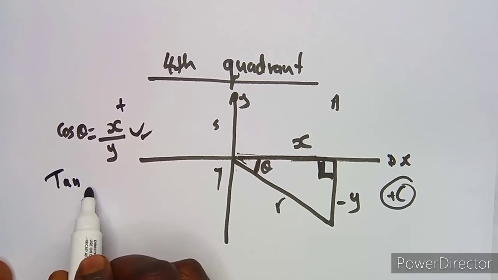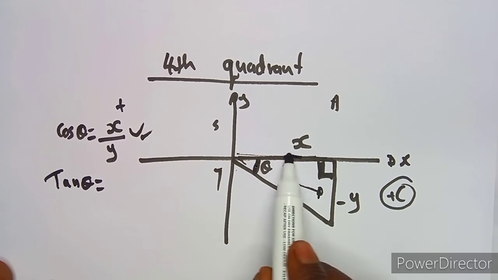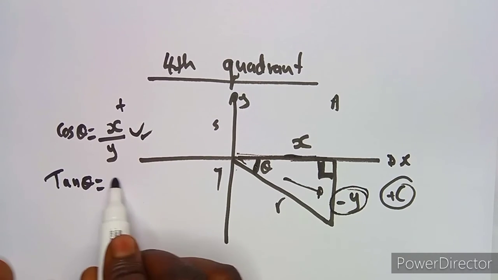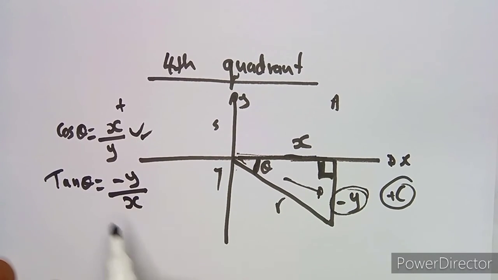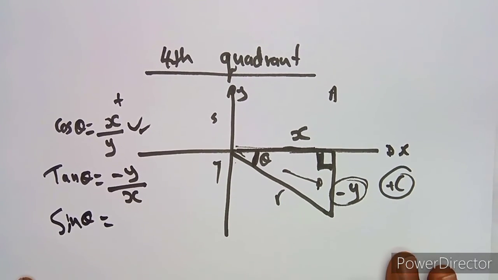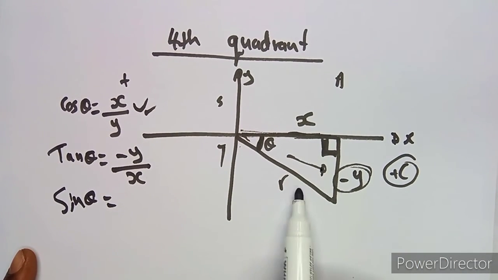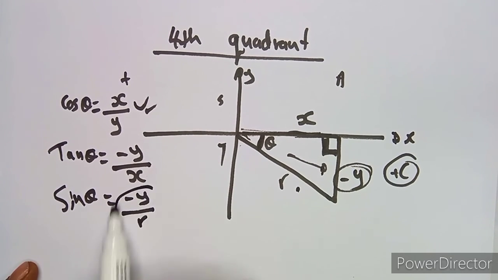Let's see for tan theta. Tan is opposite over adjacent, so opposite is minus y over the adjacent, which is x. As you can see, it's a negative, and it's true because tan is supposed to be negative if only cos is positive. Let's prove for sine. Sine theta is opposite over hypotenuse, so it's minus y over the hypotenuse, which is r. And as you can see, it's also a negative.